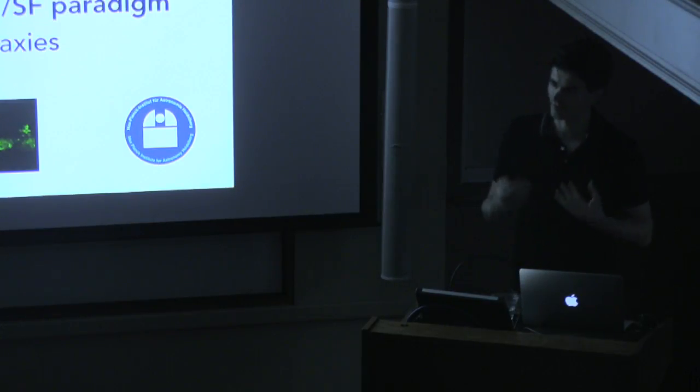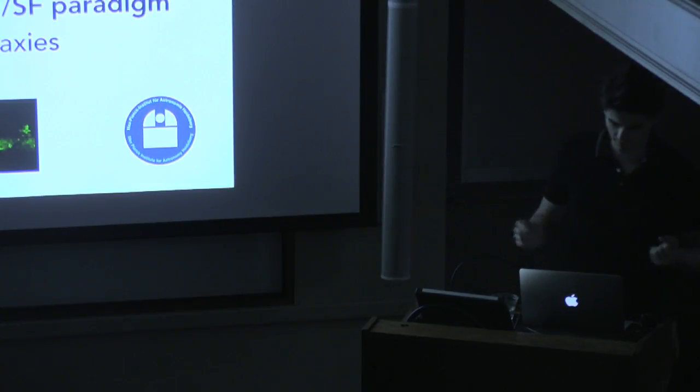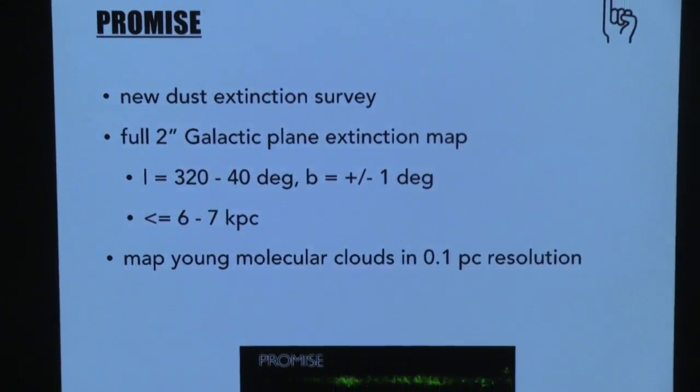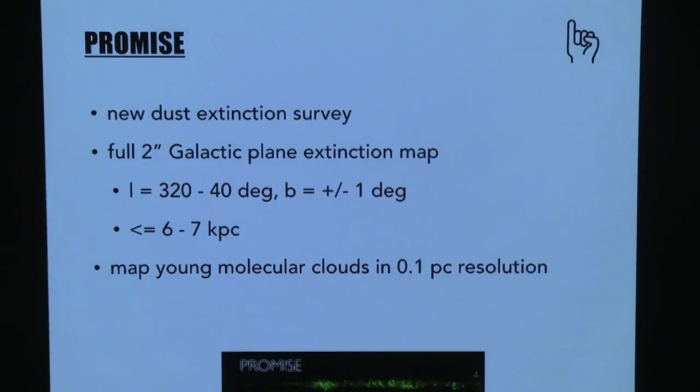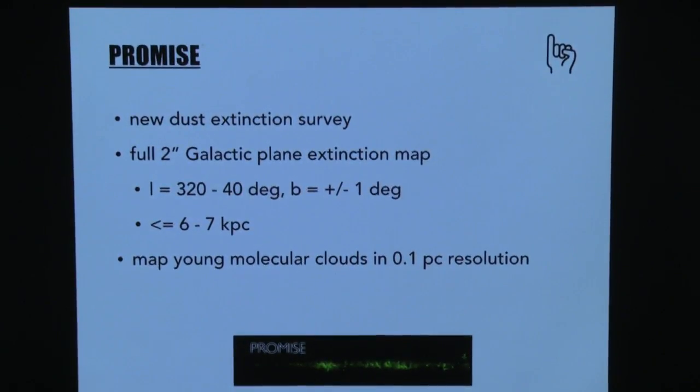We also try to test this paradigm of the turbulence-regulated interstellar medium and the star formation model on the scales relevant for entire galaxies. The main data product of PROMISE will be a new dust extinction map, and we will cover a significant portion of the inner galaxy. It extends from plus to minus 40 degrees in galactic longitude and plus to minus 1 in galactic latitude. We will be able to probe structures up to 7 kiloparsecs. And the nice thing is that up to 5 kiloparsecs, we will still have a resolution of 0.1 parsecs, so basically the core scale.